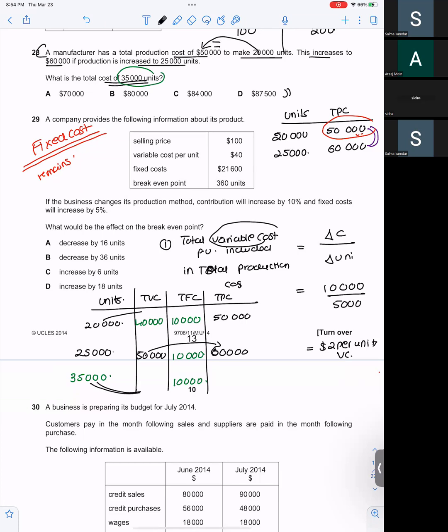What will be the 70,000 variable cost? 35,000 into 2, 70,000. What will be the total production cost? 80,000. This is very important.